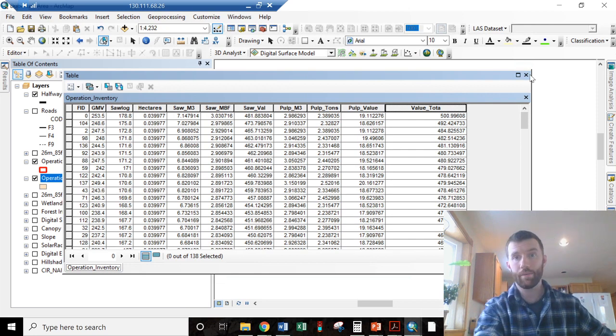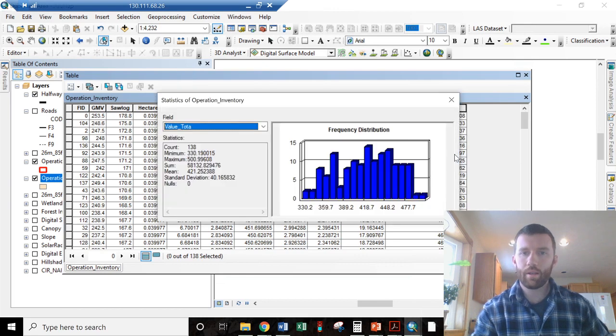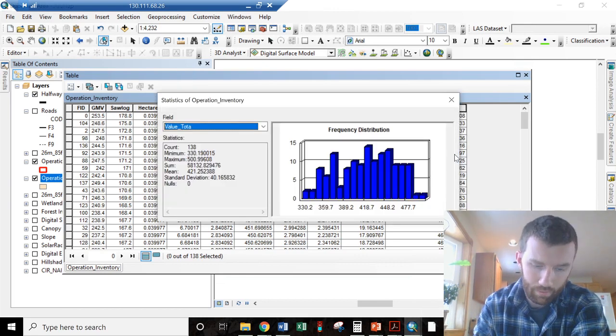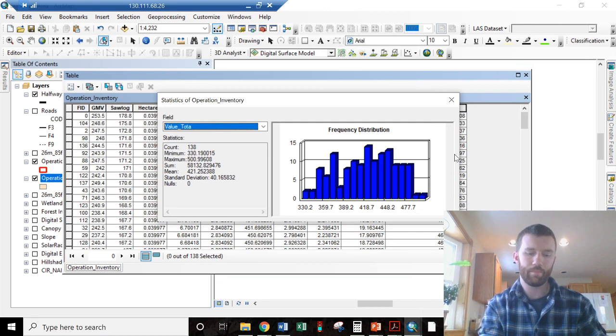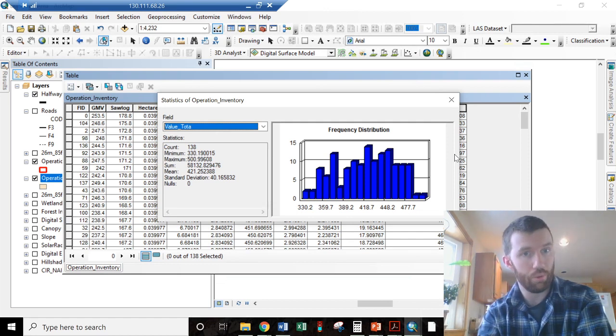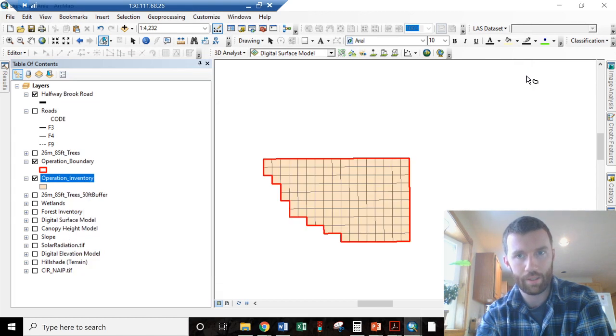So I'm going to write that down. So let's look at that again. So that's 58,132.83. And that is the true total. So there is going to be some error in that estimation.